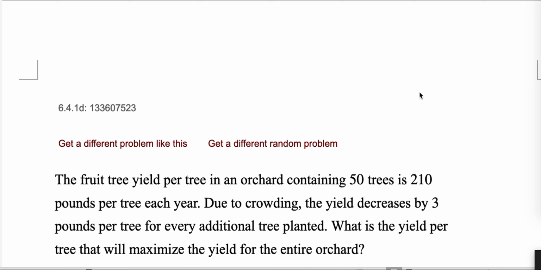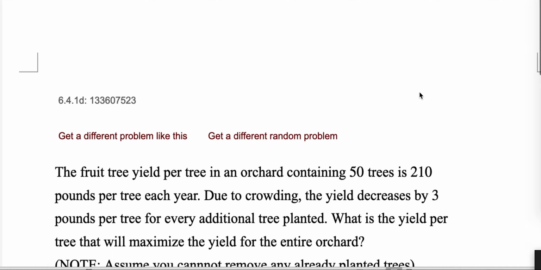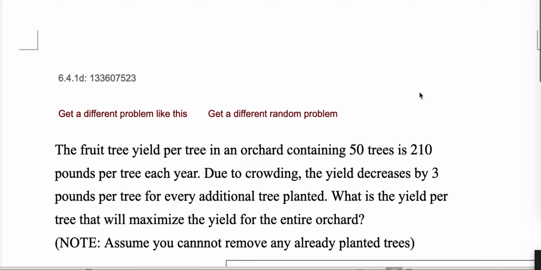6.4.1d. The fruit tree yield per tree in an orchard containing 50 trees is 210 pounds per tree each year. Due to crowding, the yield decreases by 3 pounds per tree for every additional tree planted. What is the yield per tree that will maximize the yield for the entire orchard? Note, assume we are not going to remove any already planted trees.